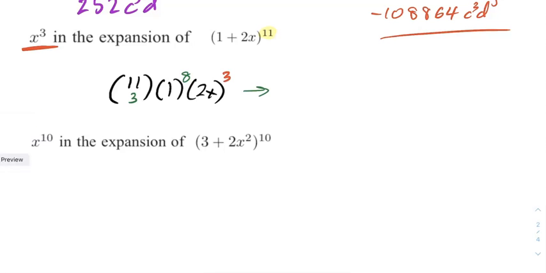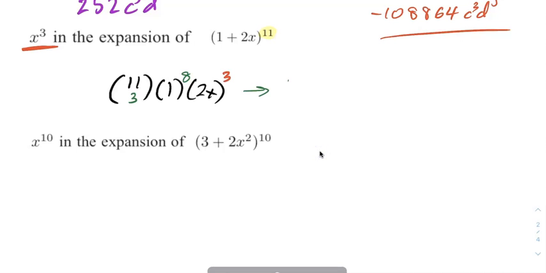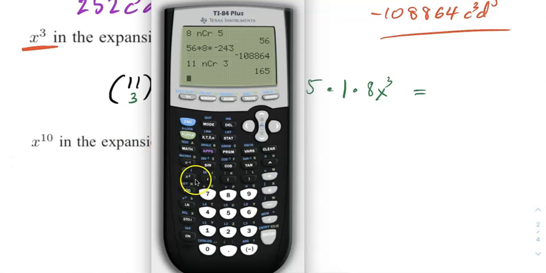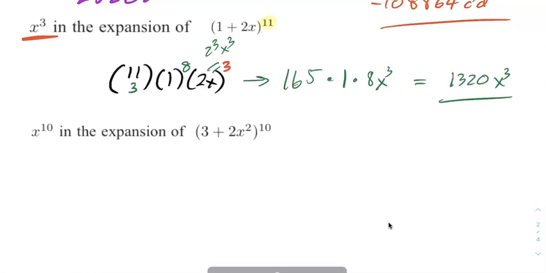11, 3, don't know. I have a calculator though. 11 math and CR 3, so 165 times 1, that's what this is, times, remember this cube goes to both of them, it's 2 cubed x cubed, 8 x cubed, which is, multiply those two out, so that times 8, probably should know that, 1320. So like that. Again, I love these questions.